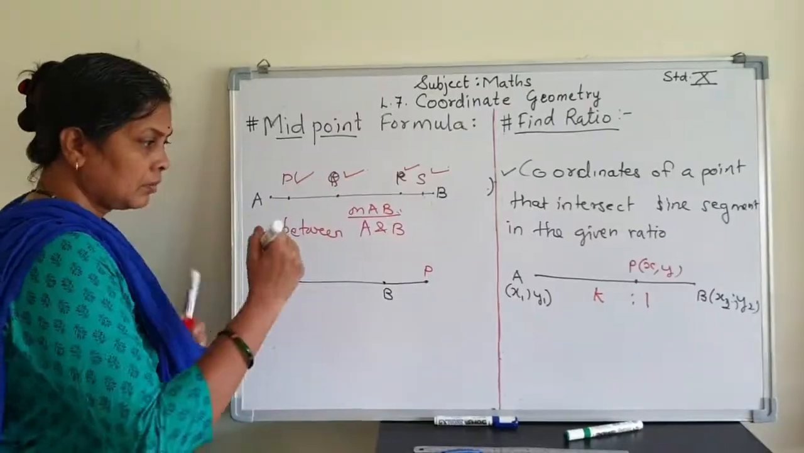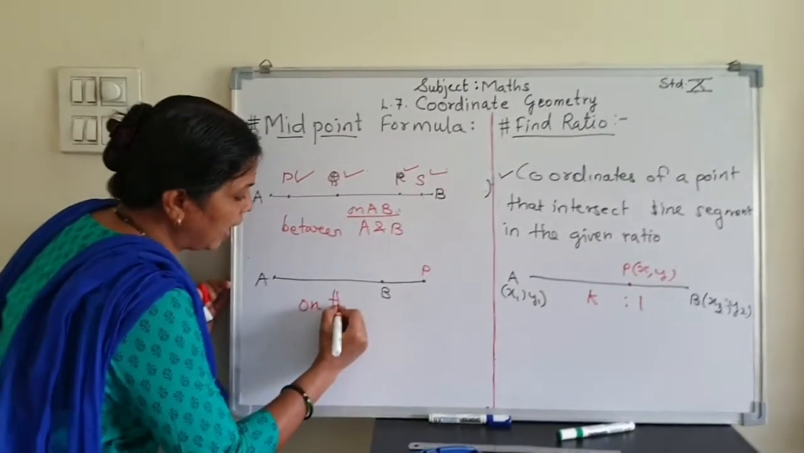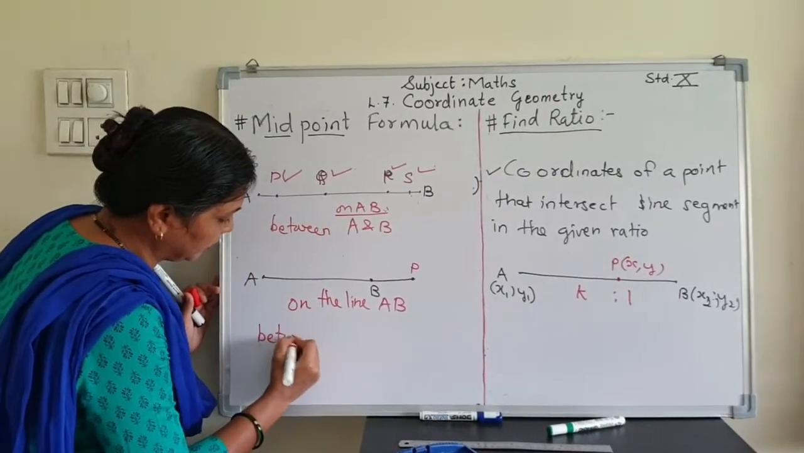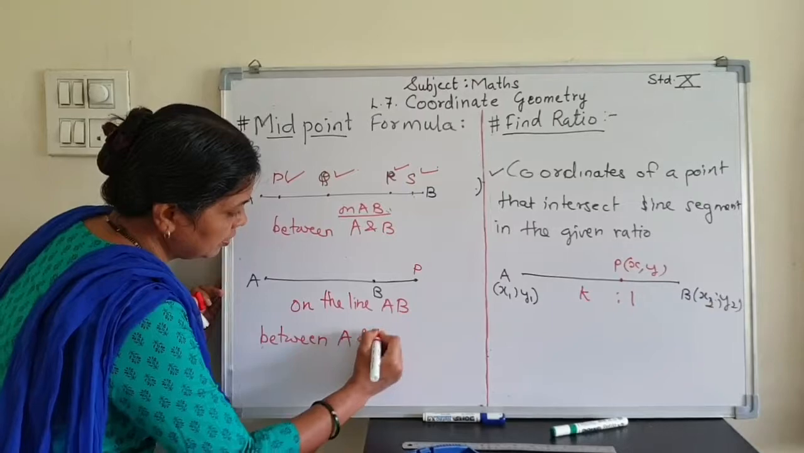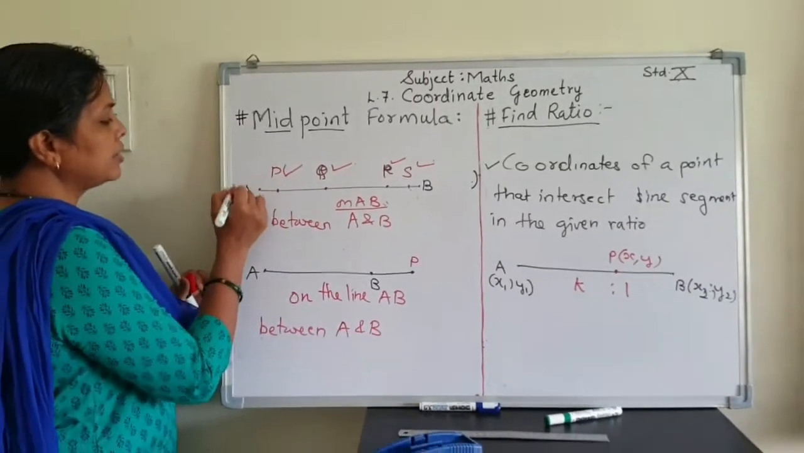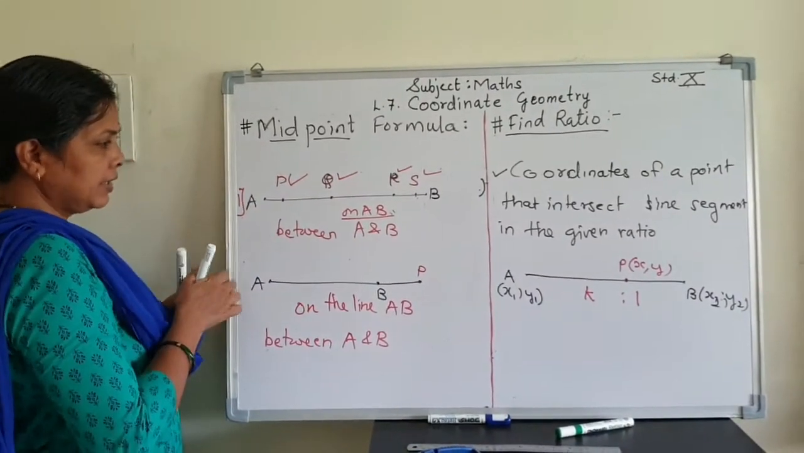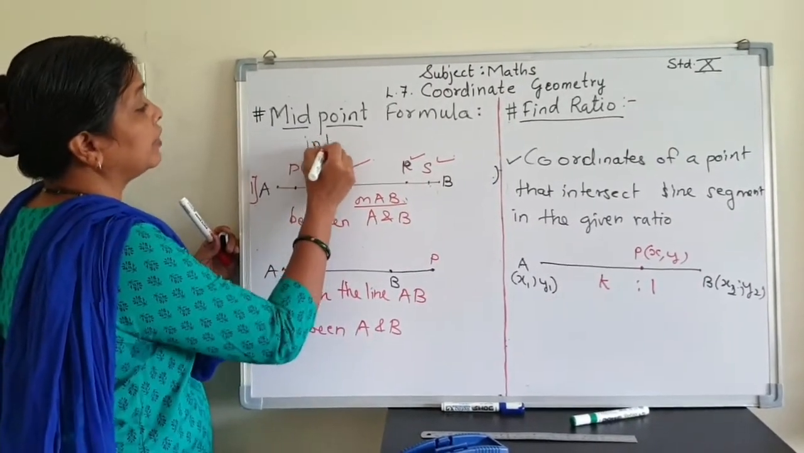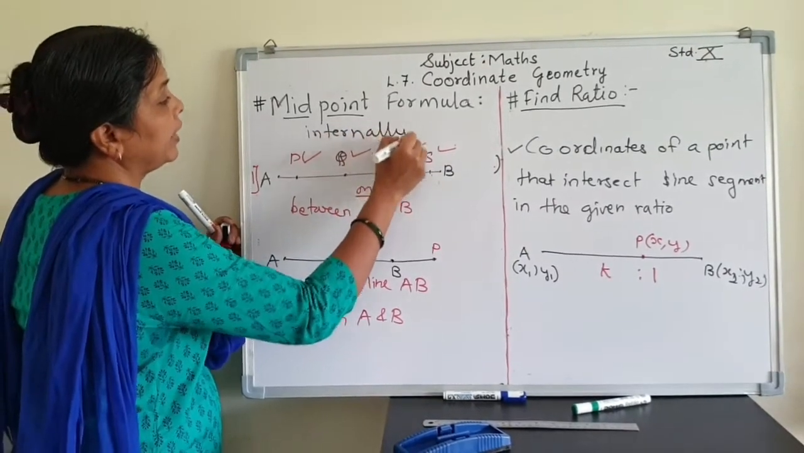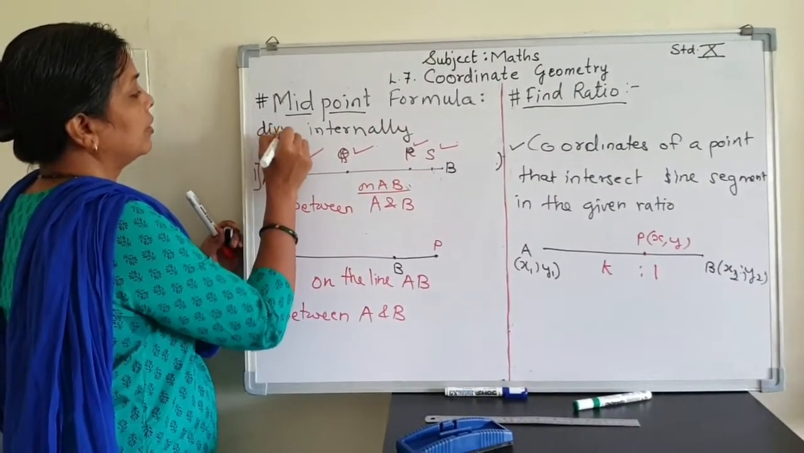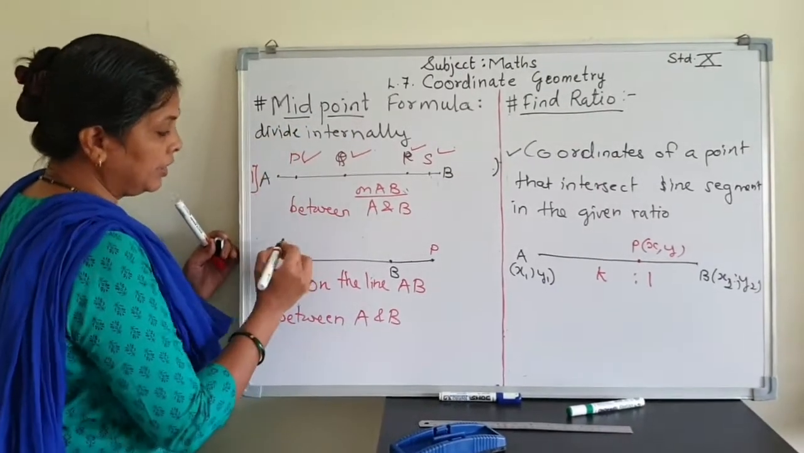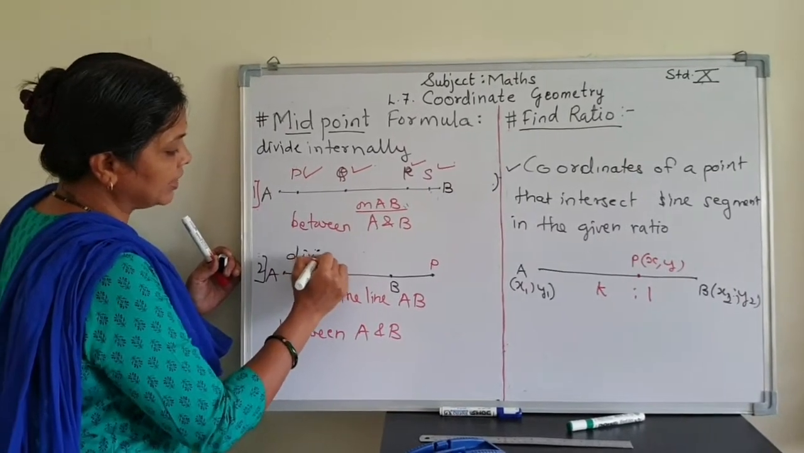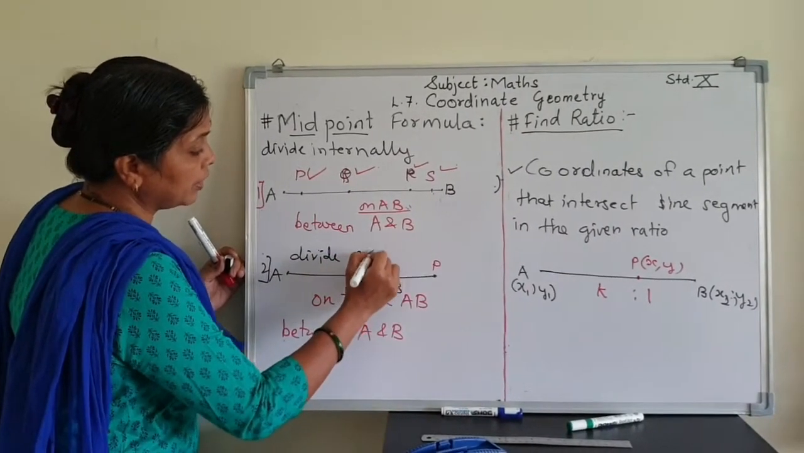P. It is on the line AB, but it is not between A and B. This is the first case: we can say these points divide the line segment internally. And here, this is the second case, they divide the line segment externally.